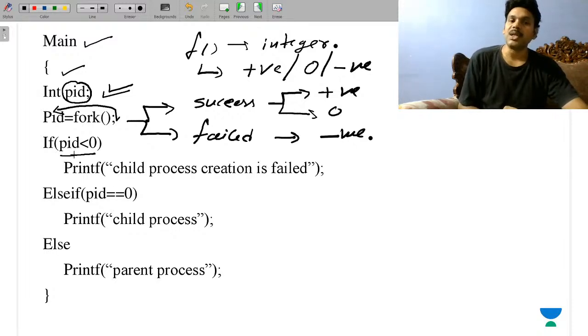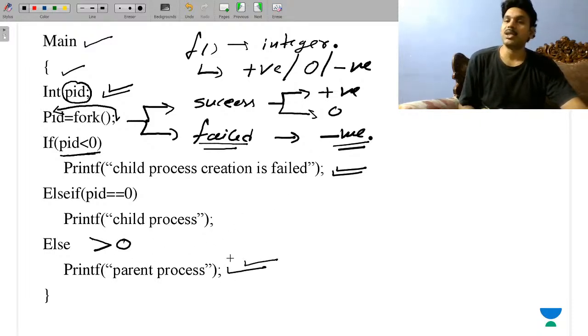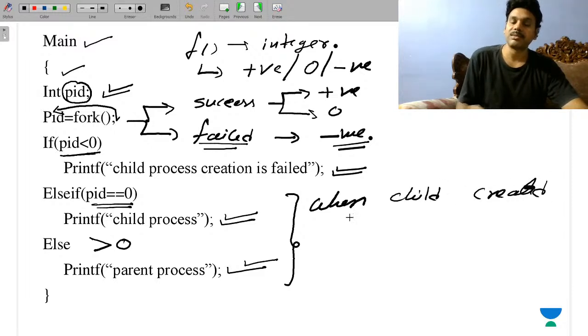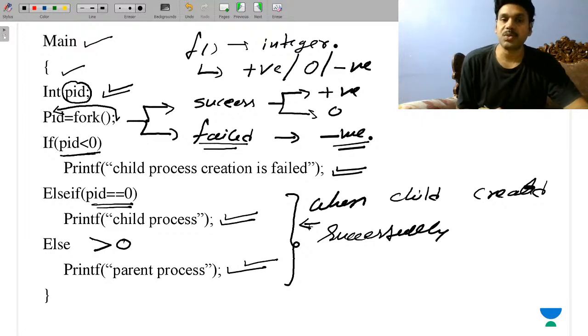Now here is the program we are writing. If PID is less than 0, less than 0 is nothing but a negative value, you can say that the child process creation failed. If you get a positive value, this value is assigned to your parent process. If you got a 0 value, then we can say that the child process got created successfully. These two conditions occur only when the child got created successfully; then you get the zero value as well as a positive value. Okay, friends.